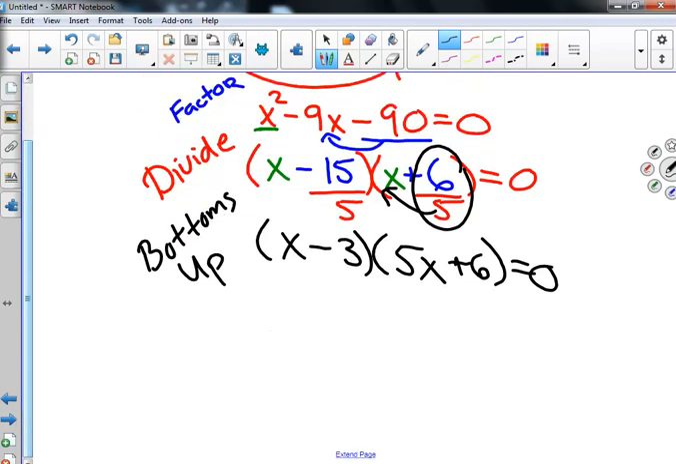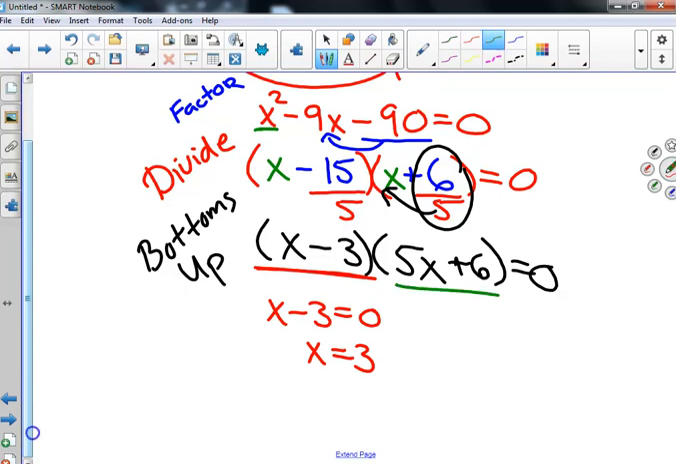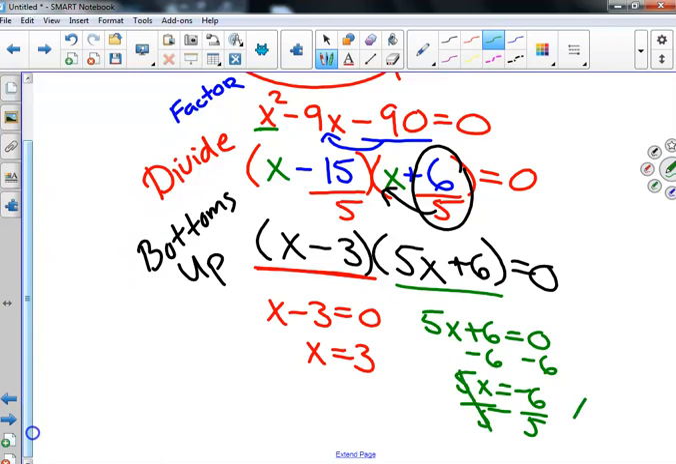So now, to finish it and actually solve for x, I would take each parentheses separate, set it equal to 0, solve for x. So x will equal 3 here. Take this one, do the same thing. Subtract 6. Divide by 5. X equals negative 6 over 5. And there are my two solutions.